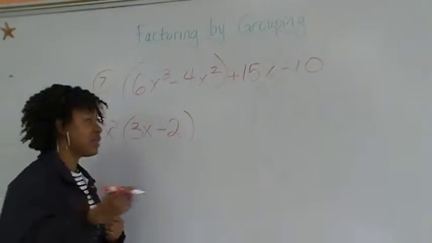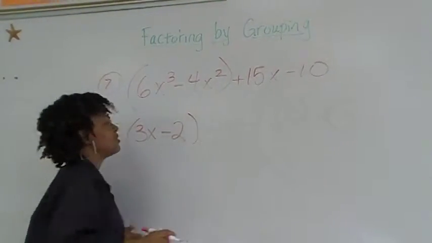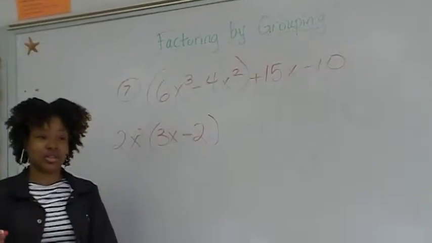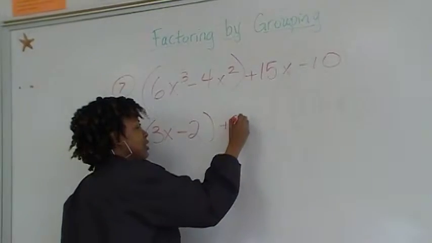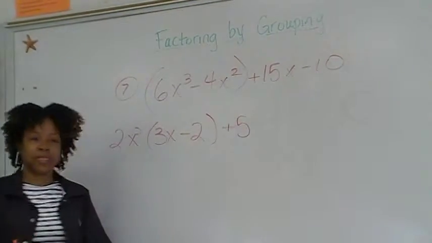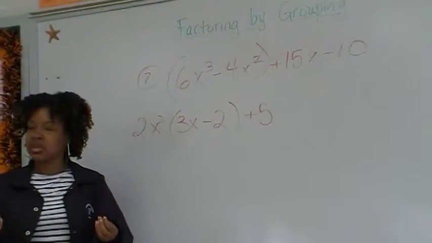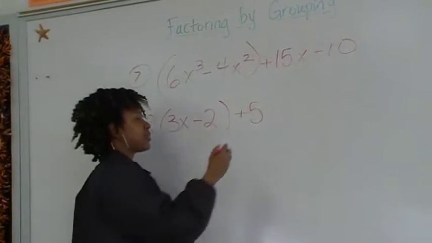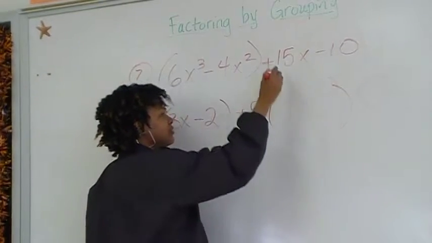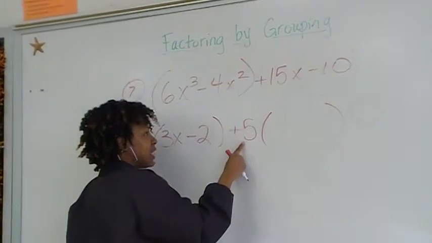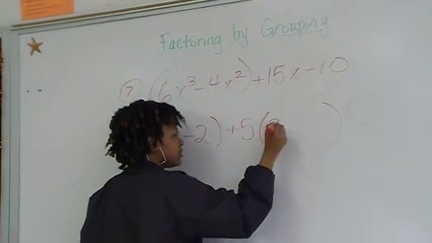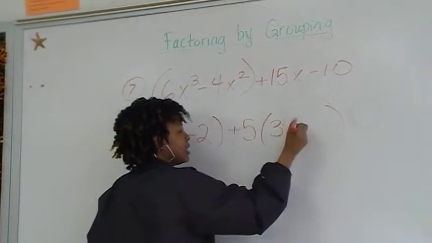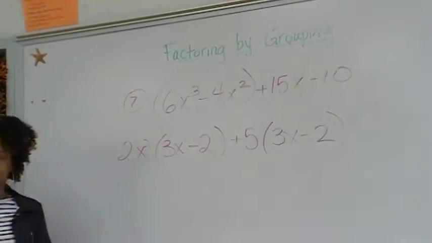5. So is it positive 5? Let's say you take out a positive 5. The only way to get used to this is to just keep doing them, then you get an eye to understand it. When you take out positive 5, what's 15x divided by 5? 3x, very good. And what is negative 10 divided by 5? Negative 2. What do you notice?